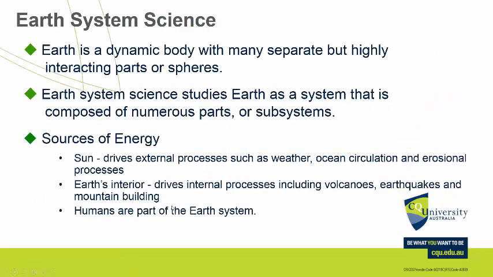Earth system science. So when we look at Earth system science, what are we really talking about? We're talking about a dynamic body with many separate but highly interacting parts or spheres. Earth science studies Earth as a system, and it's made up of numerous parts or subsystems. Now we know this because in our ACS, for instance, we have strands and substrands. We've got different sources of energy. Energy as a subsystem. That's a big focus this week in Loxley.